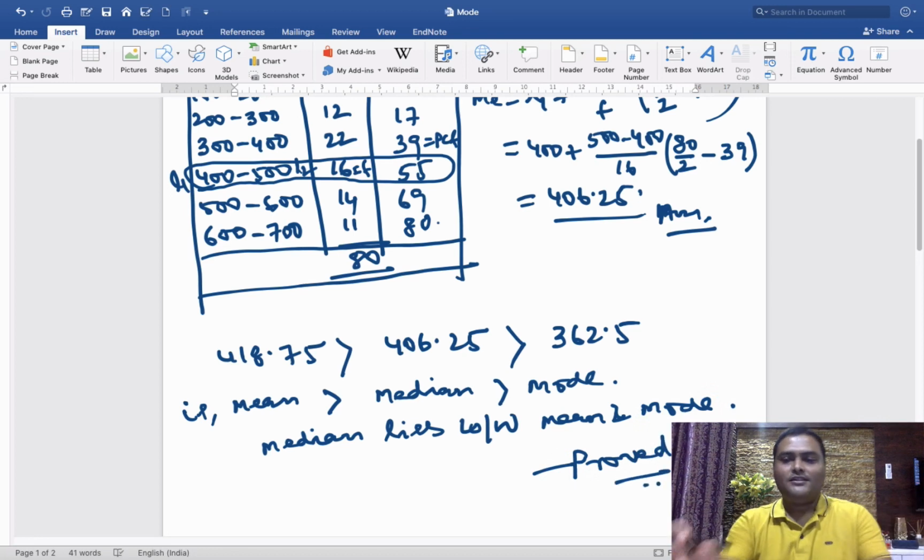Great. Hope you have understood, and I have cleared it step by step. I will save this and attach it as a downloadable resource so that you can refer to it in the future also. Now we have understood how to calculate the missing frequency, mean, median, and mode using the formulas, and we can calculate anything they are asking. Also we have proved that the median lies in between the mean and mode.